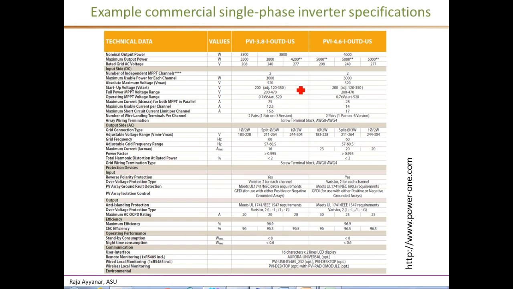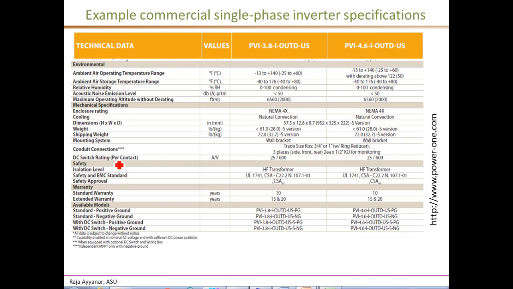This table, along with the one on the next slide, gives the complete specifications of this product, the 3.8 kilowatt rated string inverter. So it covers everything from the input side DC voltage, the output AC voltage, the various protection devices, the efficiency, and the environmental and mechanical specifications, and so on. In the following slides, we are going to focus on each of the individual sections and look at the corresponding specifications.